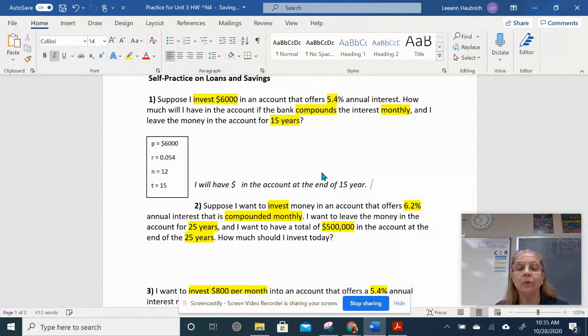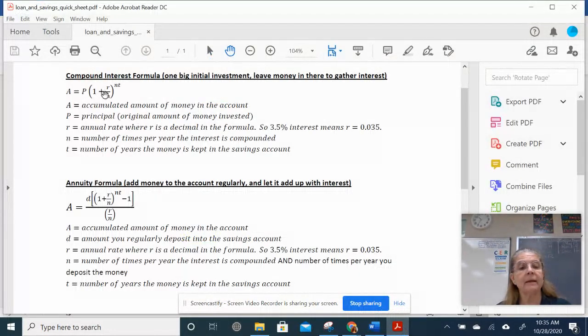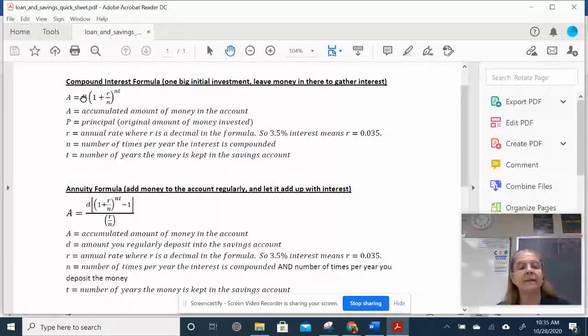So what formula would be the best formula to use? I'm looking to accrue some type of money. So I go back here and I look at what we have. Compound interest. This is most likely my best formula to use.